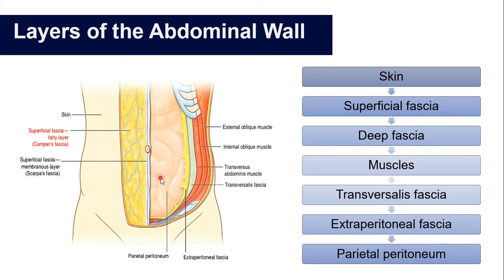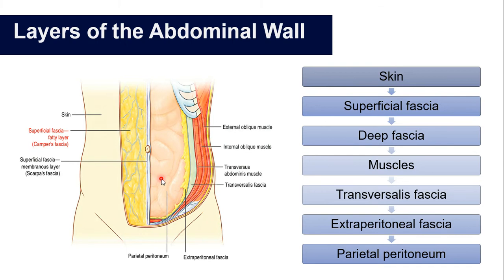So take note again that the fatty layer, or Camper's fascia, is continuous with the superficial fat over the rest of the body and may be extremely thick. Take note, they may be extremely thick in obese patients. On the other hand, we have here the membranous layer or Scarpa's fascia, which is thin and fades out laterally and above becomes continuous with the superficial fascia of the back and the thorax. So that's for your Scarpa's fascia.